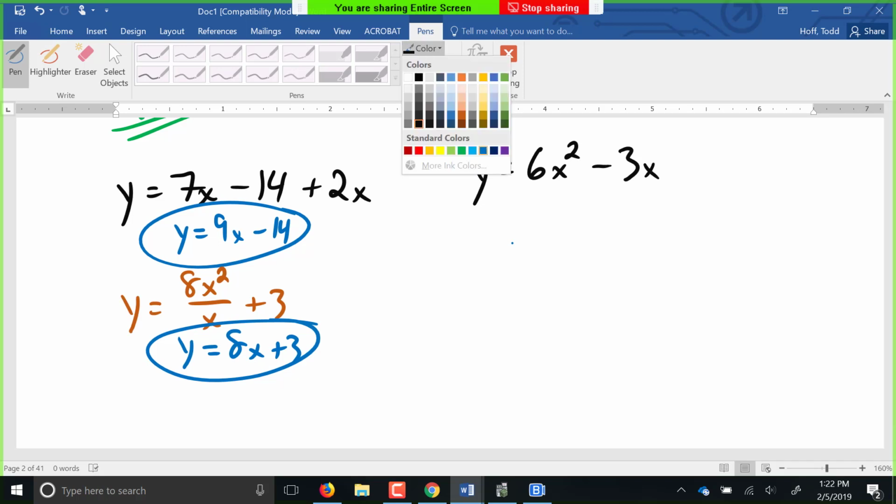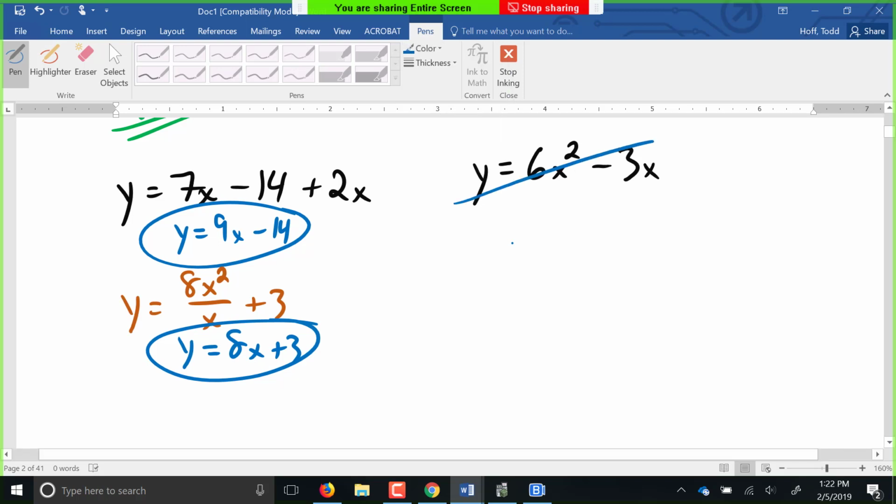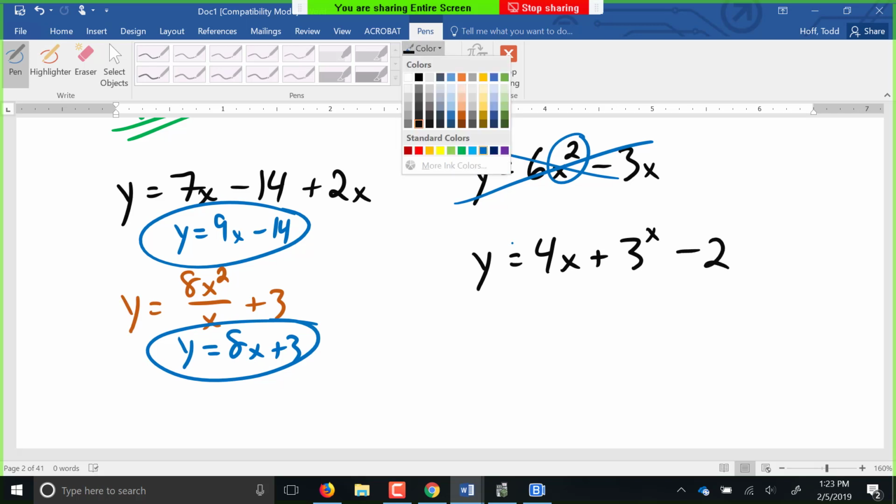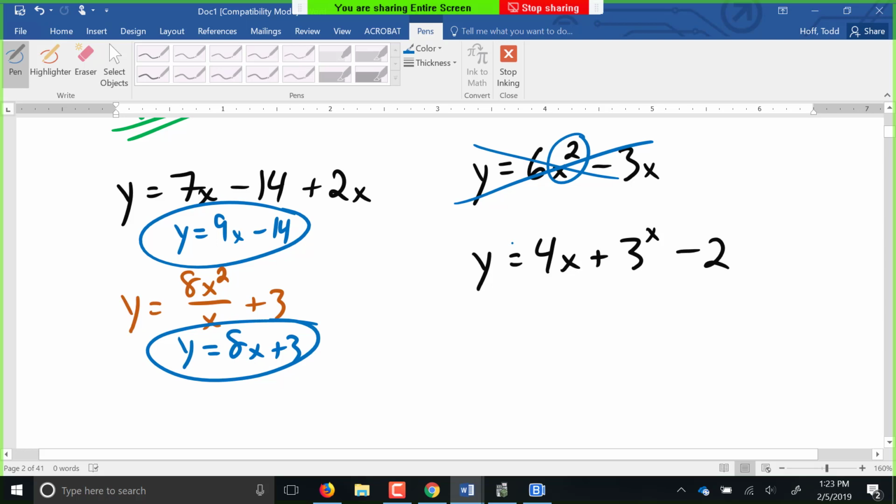This one. No, there's x squared and it doesn't cancel out when we do anything to simplify it. How about this one? Why not? 3 to the power of x. Very good.